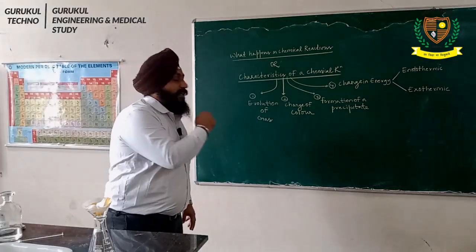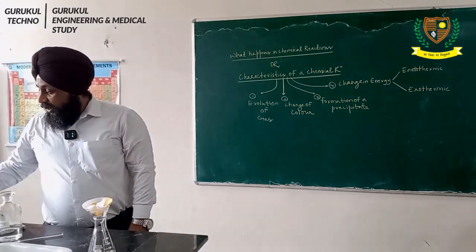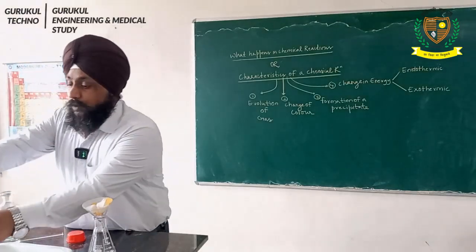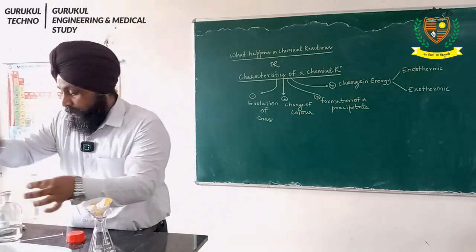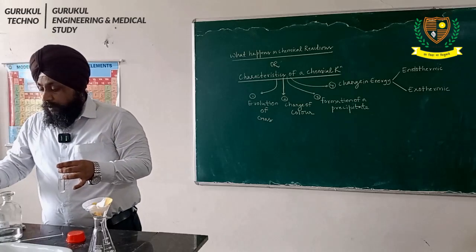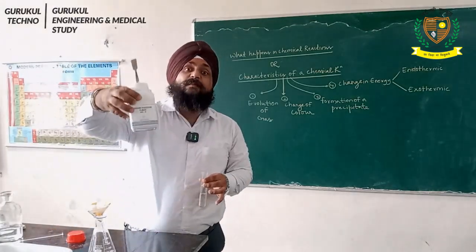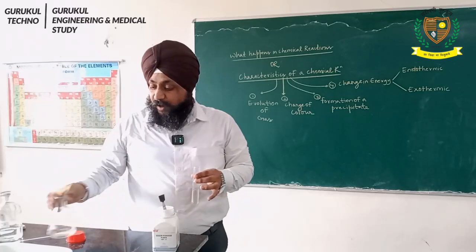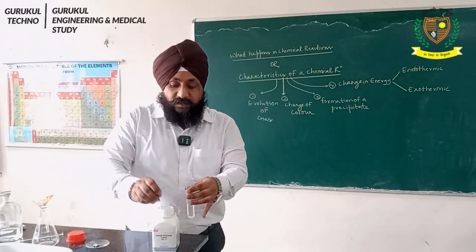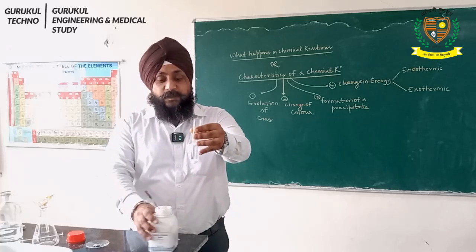Now students, another characteristic of a chemical reaction is change in energy. For this I am going to take some tap water. I have taken tap water over here, and I am adding sodium hydroxide to it. When you add sodium hydroxide to the tap water, what is going to happen? Sodium hydroxide will get dissolved.